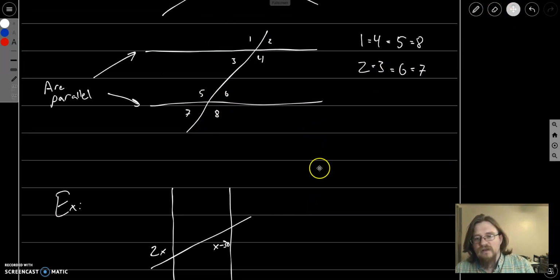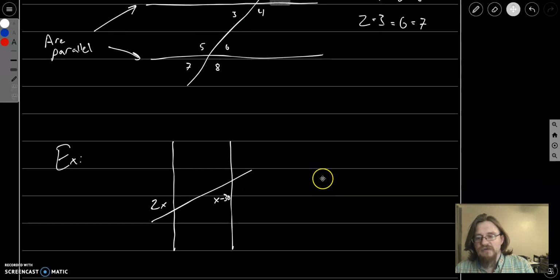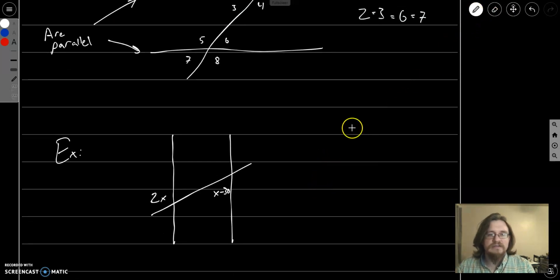So let's do an example where, let's say that I want to know what the angles are in these places. So here I have a 2x degree angle, and here I have an x minus 30 degree angle. So the question is, what are those angles? Well, we can fill in our drawing here because these guys are opposite. This angle is also going to be x minus 30.